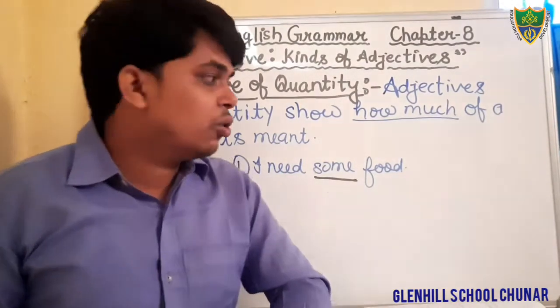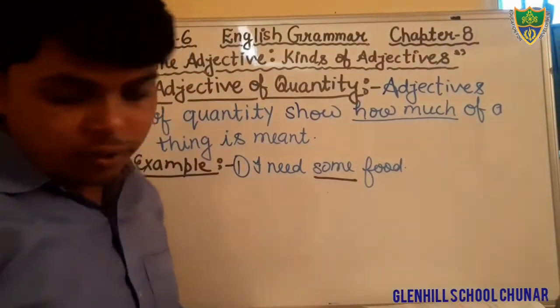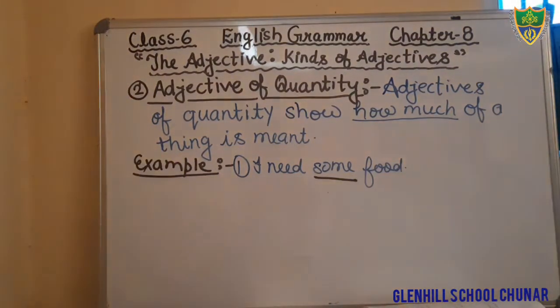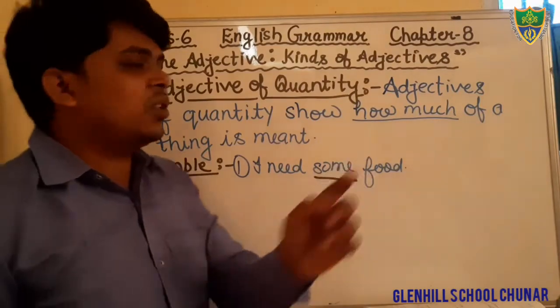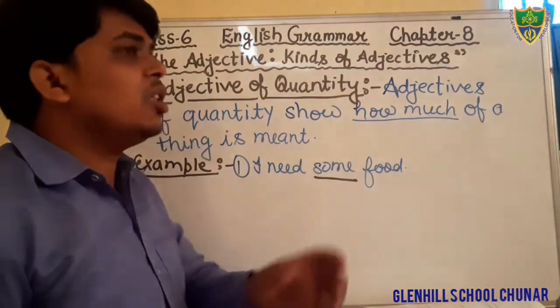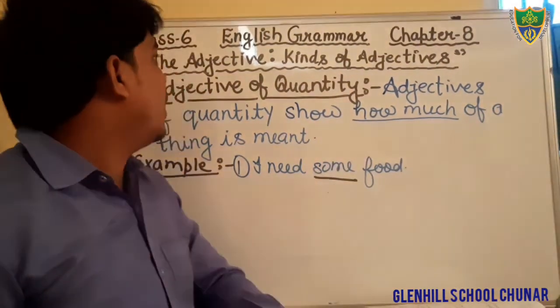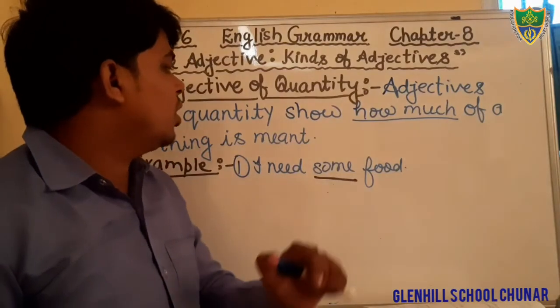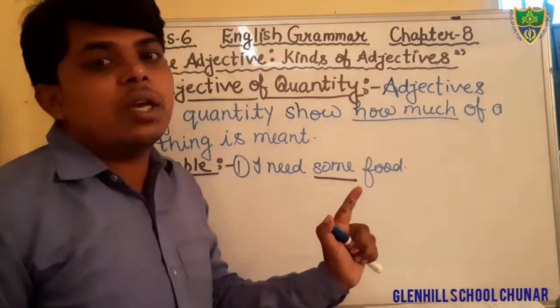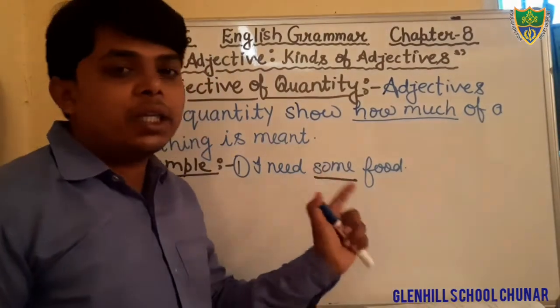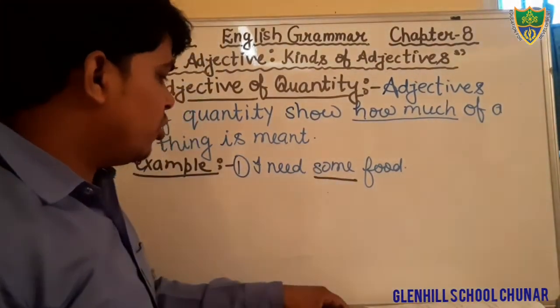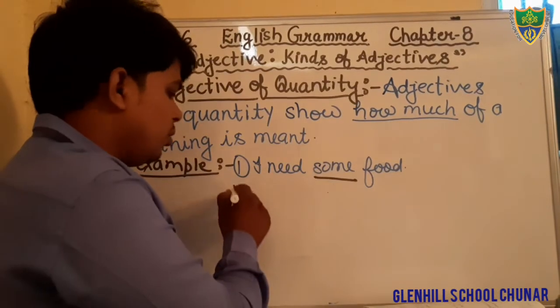Okay, students, so just write about it. Adjective of quantity: I need some food. In this sentence, what is the adjective? The word some is the adjective. Okay, what kind of adjective? Adjective of quantity. Okay, students, come to the next example.